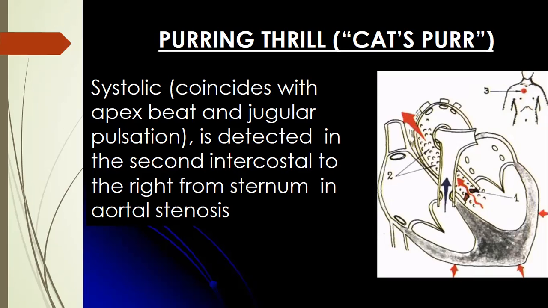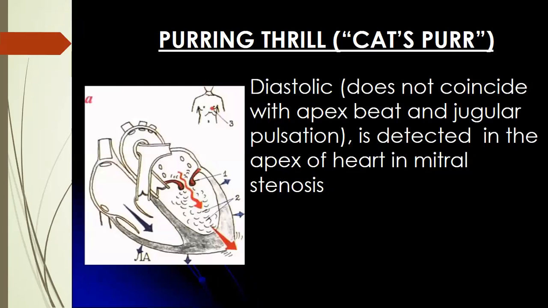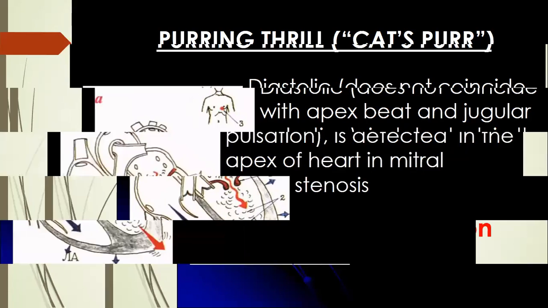Systolic cat's purr is detected in the second intercostal space to the right of the sternum in aortic stenosis and coincides with the apex beat and jugular pulsation. And diastolic cat's purr is detected at the apex of the heart in mitral stenosis and does not coincide with the apex beat and jugular pulsation.